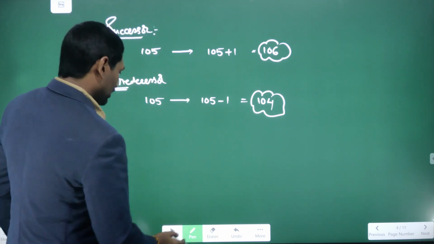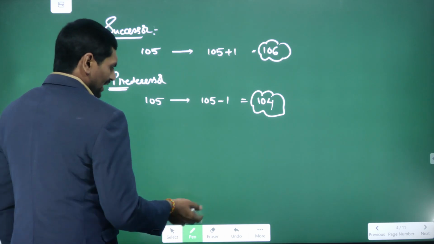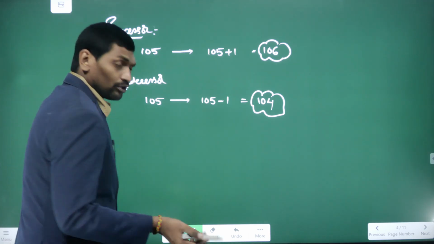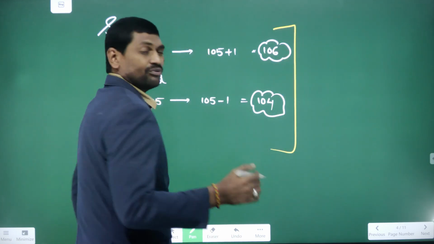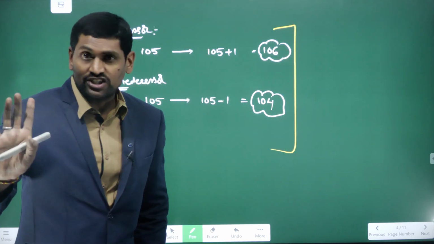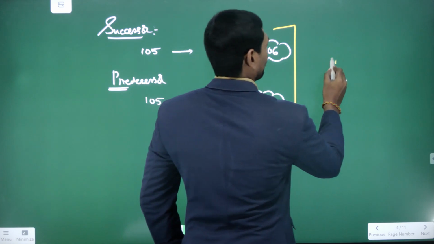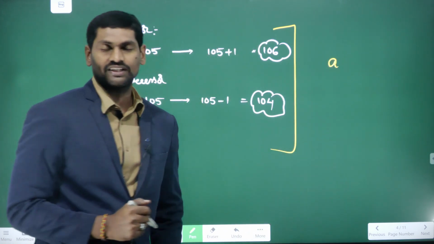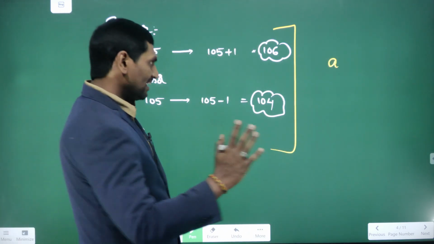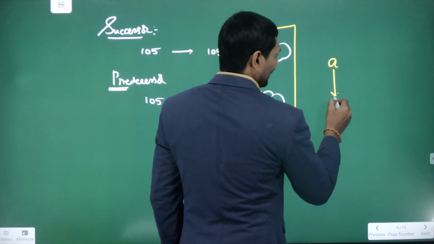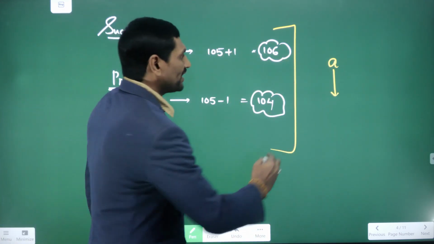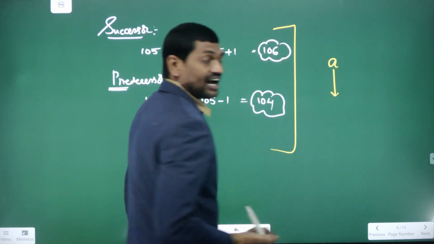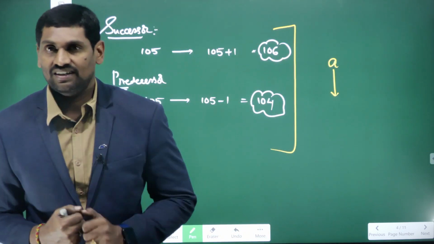Okay, let me take a question. Now I am taking any number, but I don't know exactly what the number is. I am taking any one of the numbers from the set of natural numbers. That number is A. A is one of the numbers in the set of natural numbers. Then what is its successor and what is its predecessor?